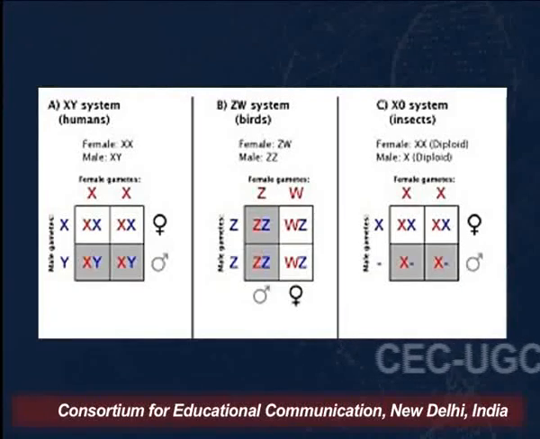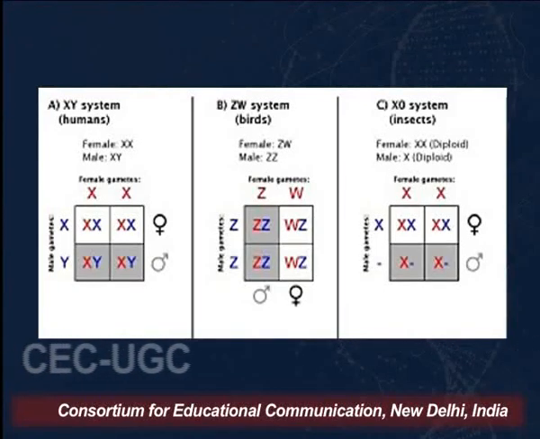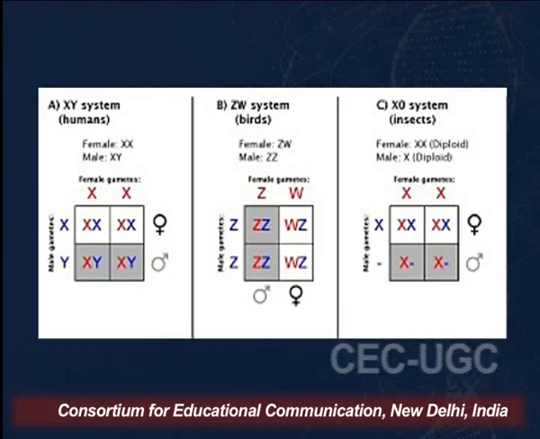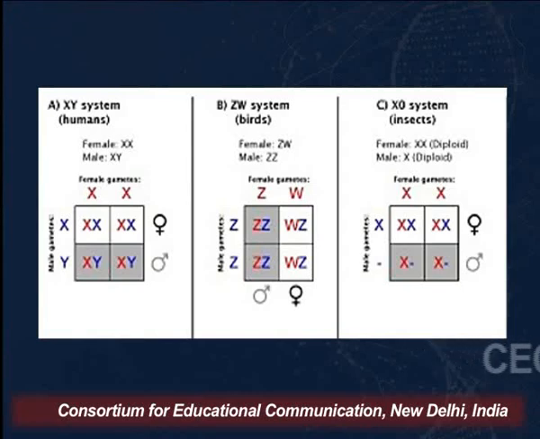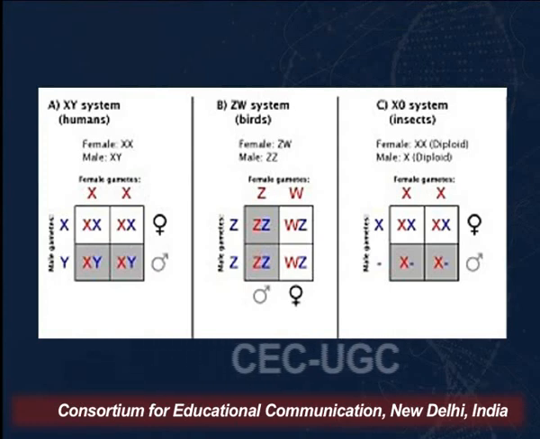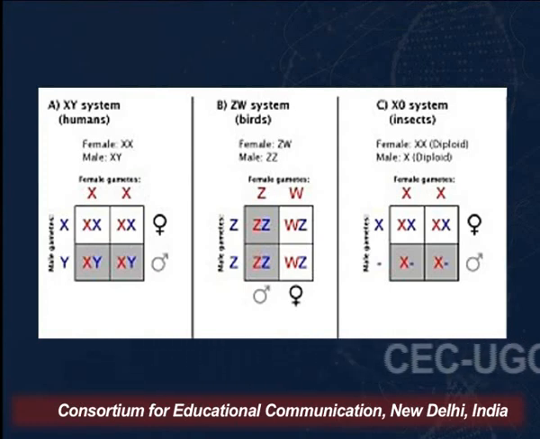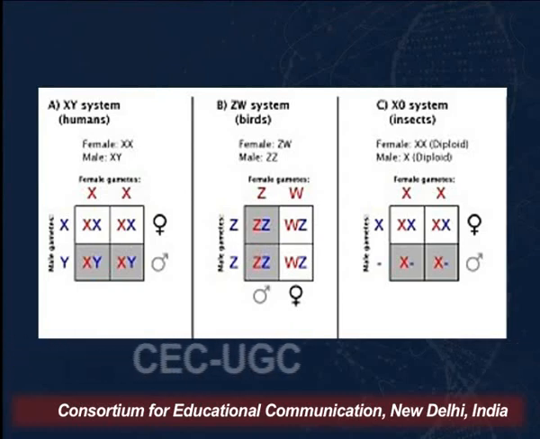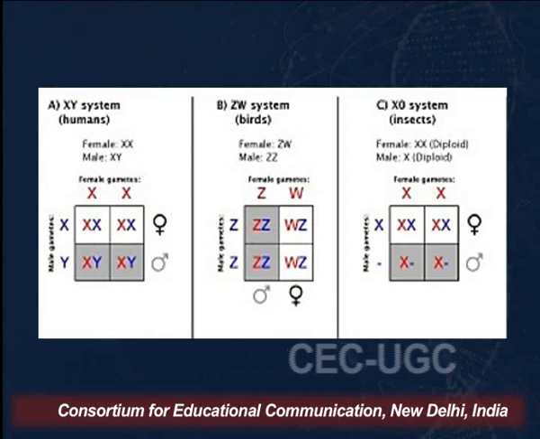On your screens, viewers, you would find a summary of these three types of sex determining systems. Now we ask ourselves a question: are these the only types of mechanisms that determine sex? The answer is no. There are many more. Let us see some of them in today's interaction.